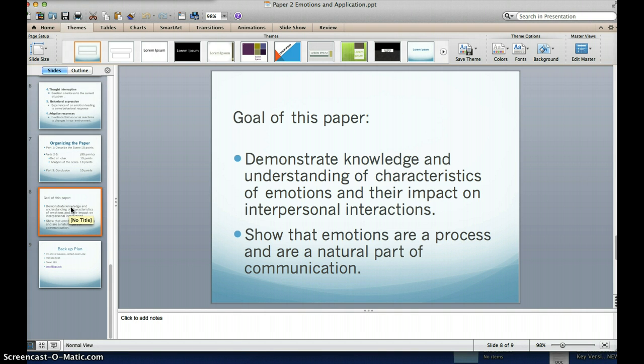The goal of the paper is to demonstrate your knowledge and understanding of these characteristics of emotions and how they impact our interpersonal interactions. By applying 4 of the 6 characteristics to your chosen film, you're showing that emotions are a process and are a natural part of communication. We hope that this assignment has helped you in how you approach emotions in your relationships and your understanding of yourself.